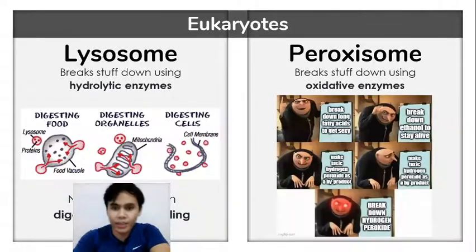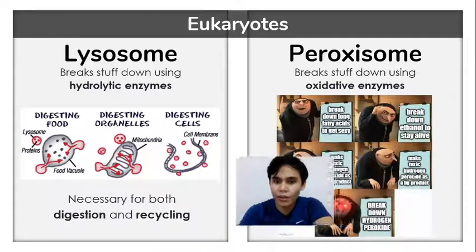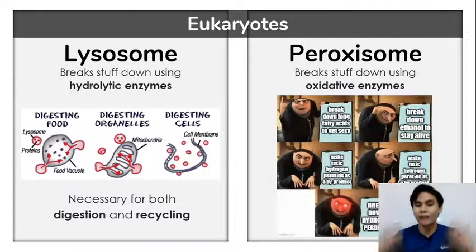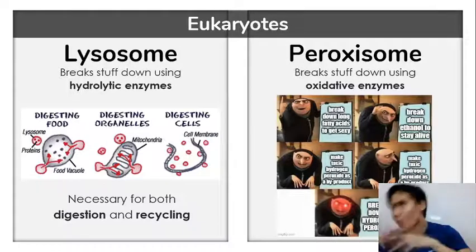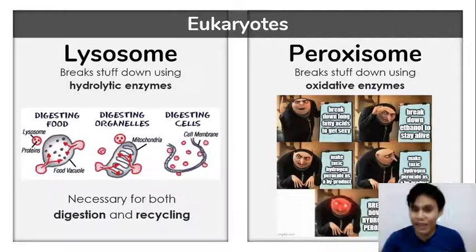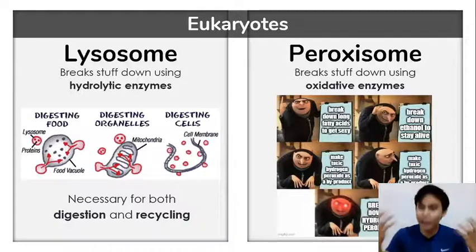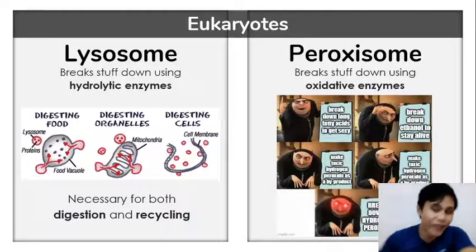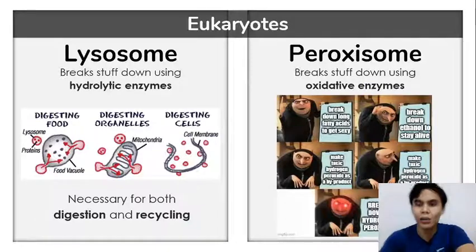Next, we have in your eukaryotes the lysosome and the peroxisome. Your lysosome is something that breaks stuff down using hydrolytic enzymes. It uses hydrolysis, so it breaks stuff down using hydrogen-based molecules, and also makes water as a byproduct. So it's necessary for digestion and recycling. It can digest food, it can digest broken organelles, it can digest entire cells, especially if your cell is a bacteria cell that's invading a host, a eukaryote host.